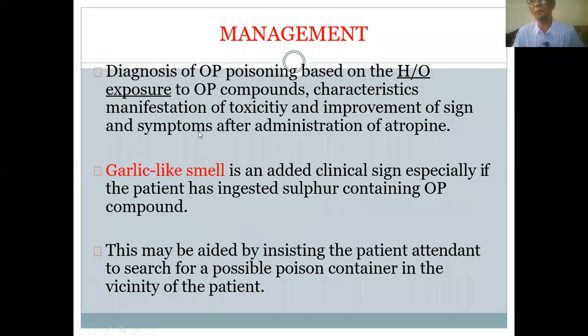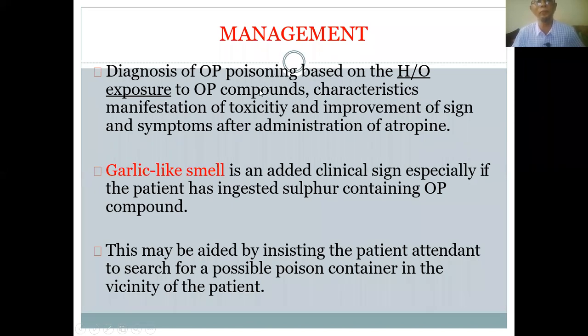Now comes the management. Actually, diagnosis of organophosphorus poisoning is based on the history of exposure to organophosphate compounds, characteristic manifestation of toxicity, and improvement of signs and symptoms after administration of atropine. So high degree of suspicion is very important.